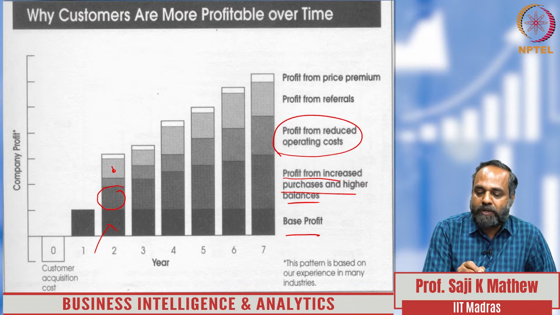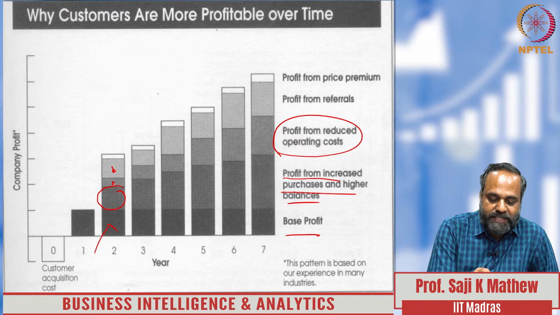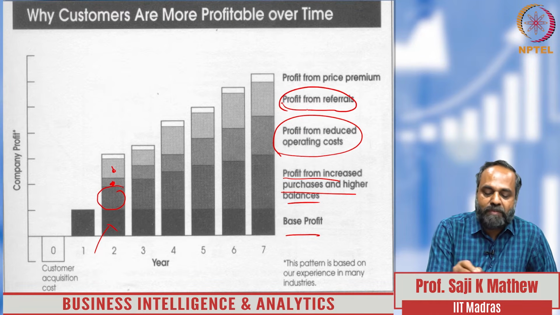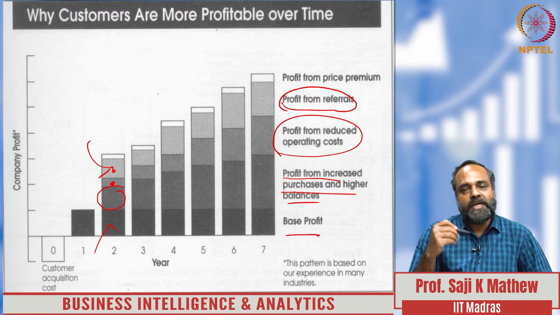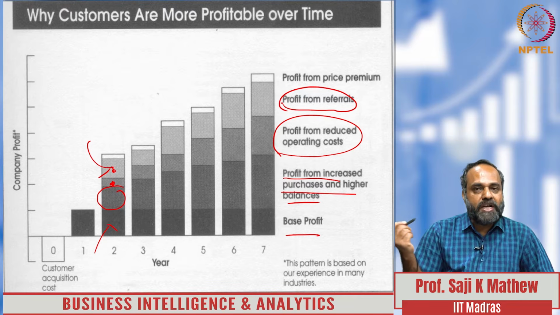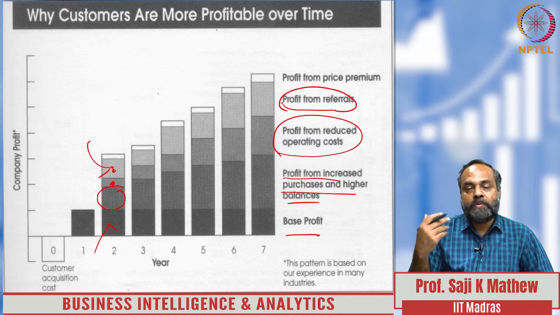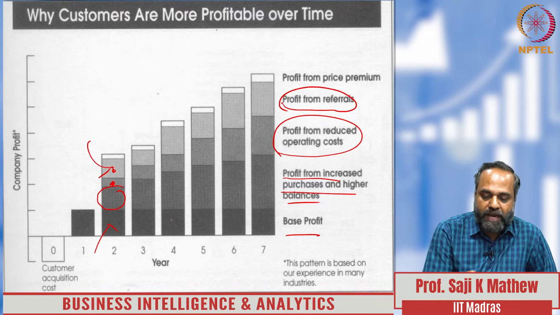And more importantly, the fourth component is profit from referrals. Once your customer is satisfied with you, the customer actually starts telling one's friends. That's an important source of additional revenue for a business, because it is satisfied customers who become ambassadors for your products. That happens over a period of time, and you can see that it is growing from year to year.